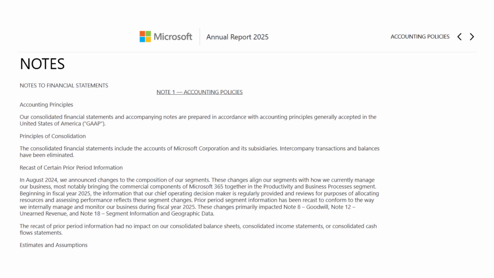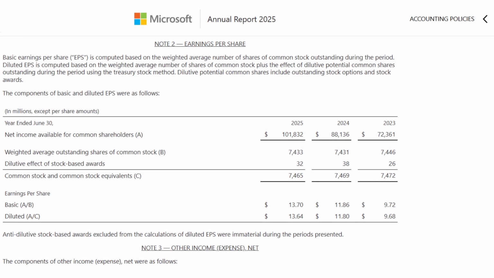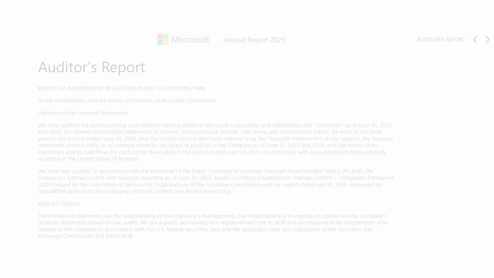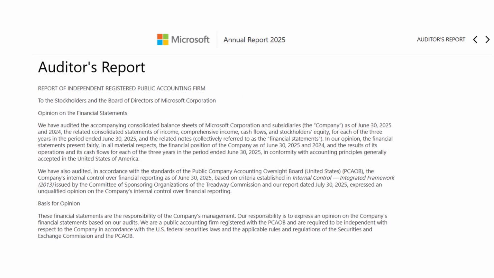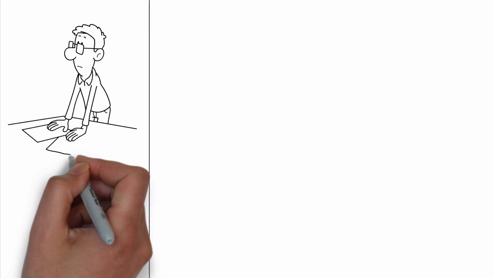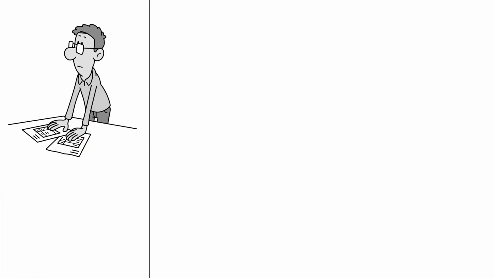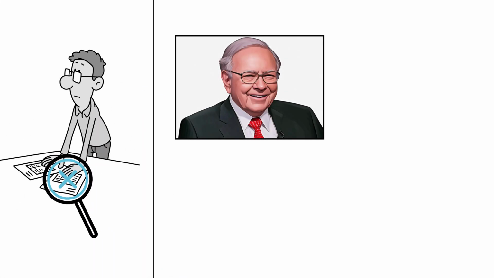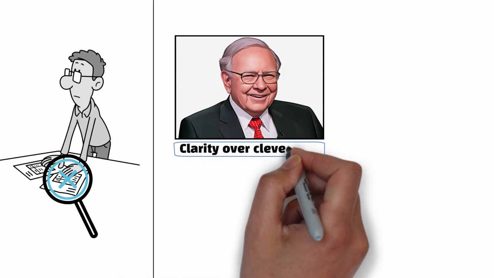Here we can see Microsoft have notes to their financial statement regarding accounting policies. In fact, their notes section consists of many subsections for earnings per share, other income, goodwill, debt, and many more. Next, you'll often see an auditor's report section, which outlines the basis of opinion and critical audit matters. Finally, he watches for warning signs: growing profits with weak cash flow, constant adjusted earnings, buybacks funded by debt, promotional language. Put simply, Buffett prefers clarity over cleverness.